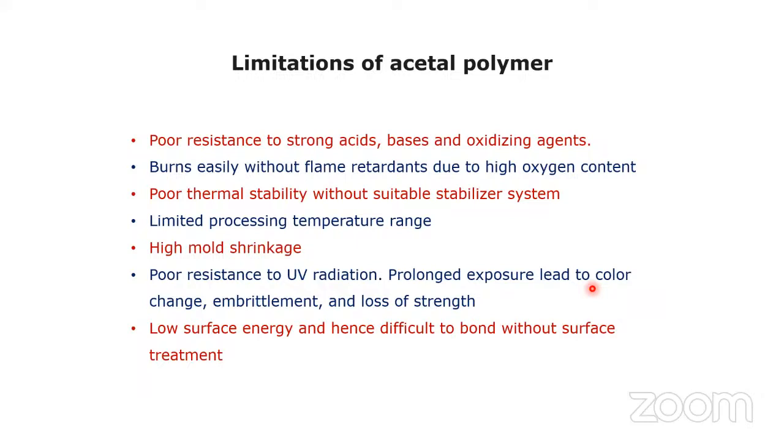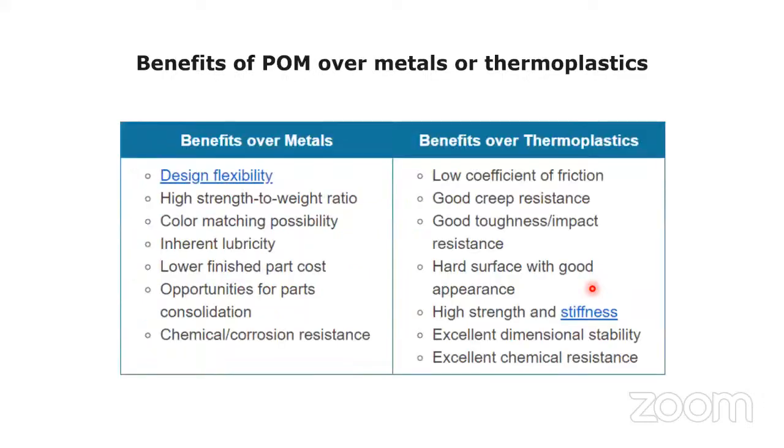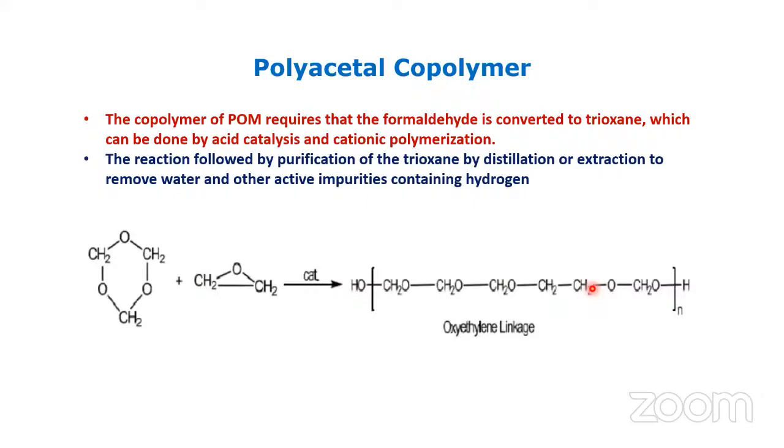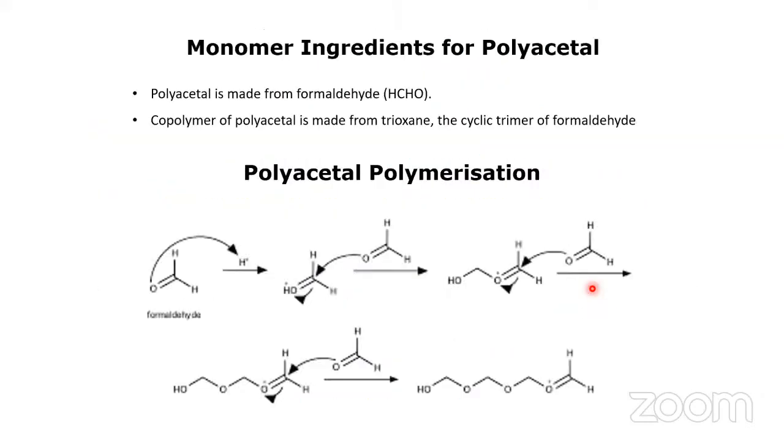Then second, it burns easily without flame retardant due to high oxygen content. If you see the structure of polyacetal, have you observed the structure here? Generally, in the structure of polyethylene or some other polymers, you will see a continuous carbon atom chain, correct?